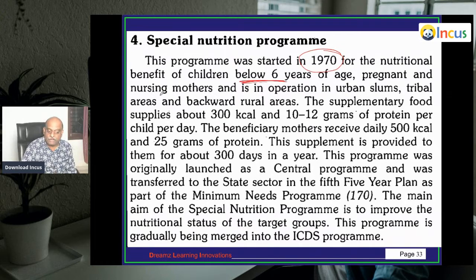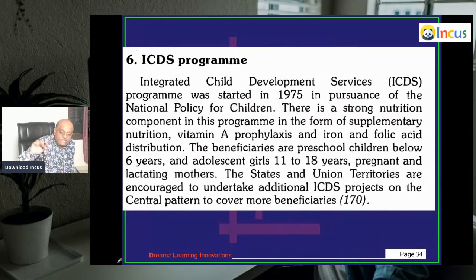Children below 6 years of age, pregnant and nursing women are all the beneficiaries. The supplementary food, how much? 300 kilocalories and 10 to 12 grams of protein per day for the child. And for the beneficiary mothers, 500 kilocalories and 25 grams of protein. And the supplement is provided for about 300 days. It was a centrally sponsored program. Later on, it was transferred to the state sector in the 5th five-year plan and the minimum needs program. Then ICDS, Integrated Child Development Services.